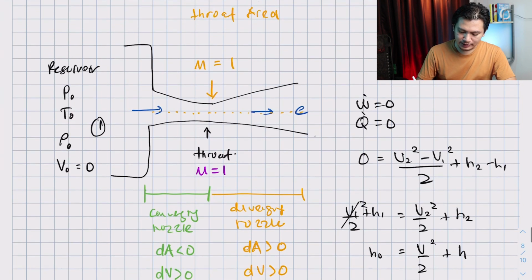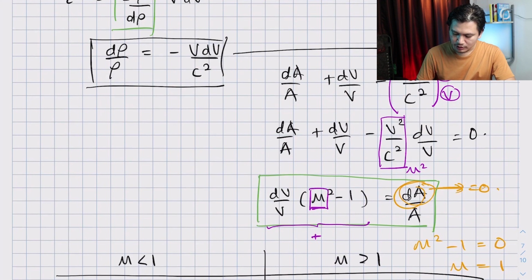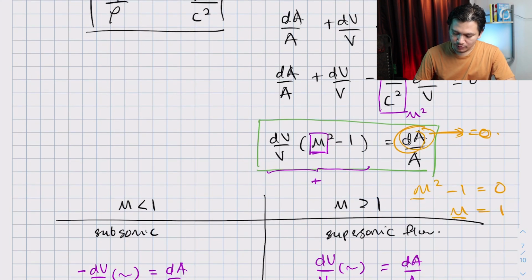It's because at the throat, there is no change in area, isn't it? Right? When there is no change in area, this relationship dA goes to 0. And that is where you get M equal to 1. Mach number equal to 1 only at the throat. It cannot be anywhere else.